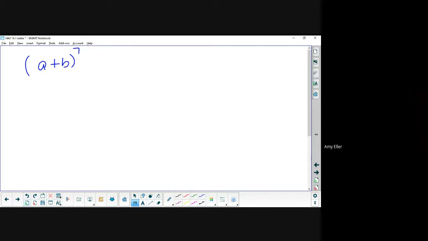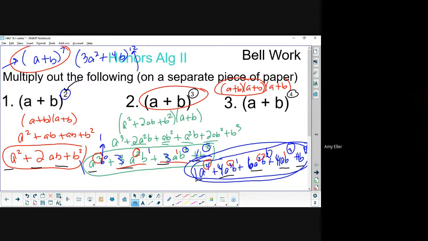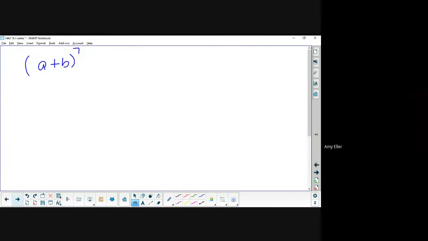Allie, notice that if this is 7, how many terms am I going to have? Yep. So this was to the 2nd, it had 3 terms. This was to the 3rd, it had 4 terms. So if we're doing to the 7th power, it's going to have 8 terms.